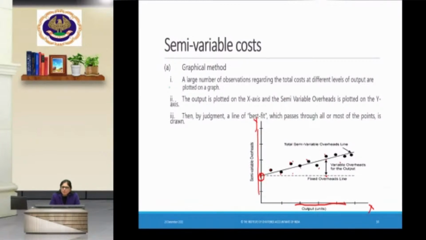Different options of the semi-variable overheads are plotted, and we join them with the best fit line. The point at which it intersects the y-axis is the fixed overhead, drawn parallel to the x-axis. The difference between the fixed overhead and the line is the variable overhead. So this is the graphical method, basically on an estimate basis, right?